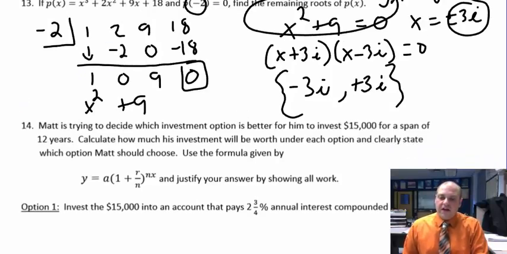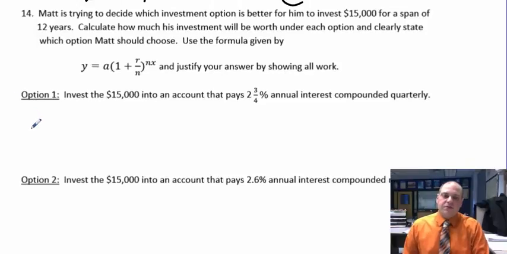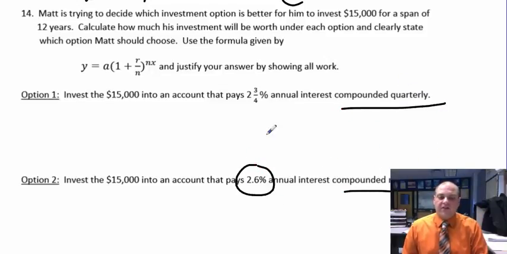So Matt is trying to decide which investment option is better for him. $15,000 for 12 years at 2 3/4 interest, or $15,000 at 2.6% interest compounded monthly. The first one's compounded quarterly. That's the difference, and of course the rate is different as well. Same amount of money being invested.